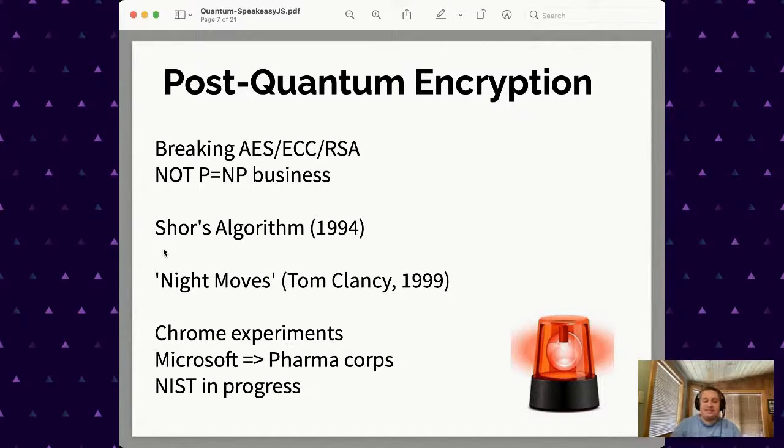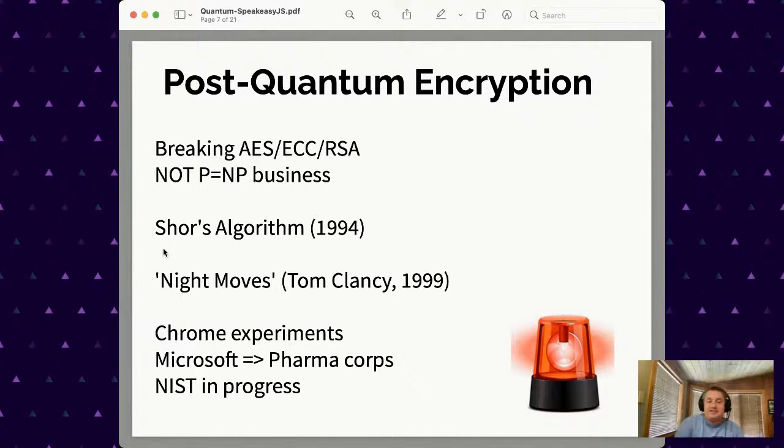So some examples of how people are responding to this is in Google Chrome, they have just randomly selected some users to encrypt their data with both the current AES encryption and a new kind of encryption called lattice-based encryption, which is believed to be post-quantum effective.